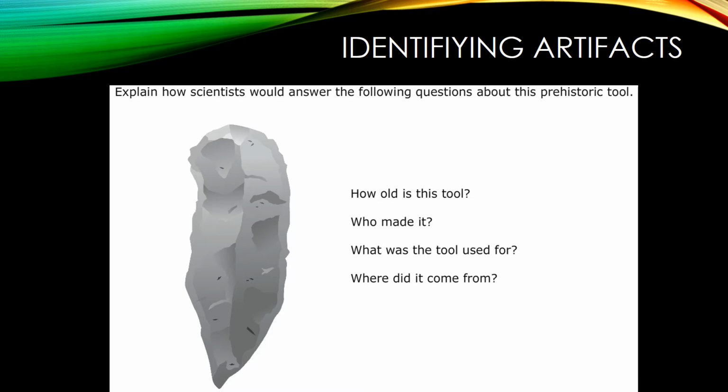Let's identify a few artifacts here. We want to explain how scientists would answer the following questions about this prehistoric tool. So let's put yourselves in the scientific seat. You're the scientist. The archaeologist has found this tool and brought it to you, and they're asking you to do some forensic work on it. How would you identify this tool? You're going to have some common questions.